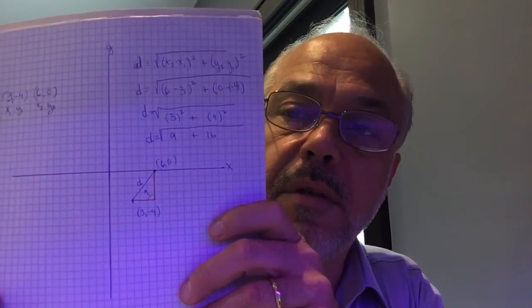What is 3 times 3? Well, obviously 3 times 3 is 9. 4 times 4 is 16. So I'm going to rewrite this again as distance equals the square root of 9 plus 16. You guys know what the answer of that is. 9 plus 16 is 25. So what is the square root of 25?